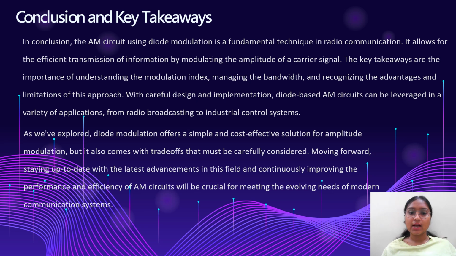With careful design and implementation, diode-based AM circuits can be leveraged in a variety of applications from radio broadcasting to industrial control systems. As we have explored, diode modulation offers a simple and cost-effective solution for amplitude modulation, but it also comes with trade-offs that must be carefully considered. Moving forward, staying up to date with the latest advancements in this field and continuously improving the performance and efficiency of AM circuits will be crucial for meeting the evolving needs of modern communication systems.